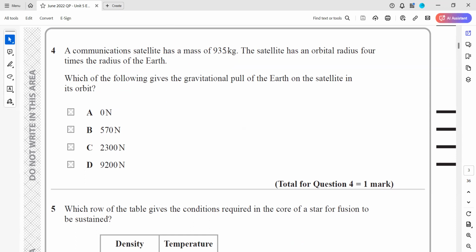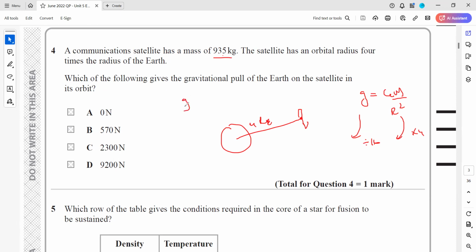A communication satellite of mass 935 is orbiting at a radius 4 times that of the Earth. So this total distance is 4 times the radius of Earth. How do we work this out? We have the formula g = GM over r squared. So the radius is 4 times, 4R, so the gravity will decrease by 16. If the gravity decreases by 16, the weight should also decrease by 16. So we work out the weight: 935 times the gravity, which is 9.81, divided by 16.